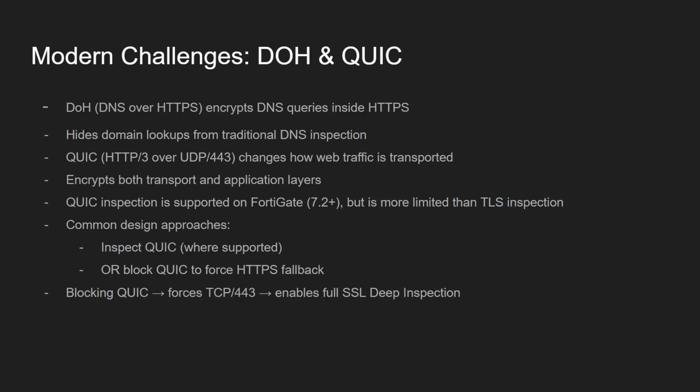In real world environments, there's really two approaches to get around this. One is to allow and attempt to inspect QUIC using DPI, and another method is to block QUIC entirely, because when QUIC is blocked, applications will automatically fall back to HTTPS, right? So that's an option too. We'll talk about both of these in the config guide. Once that happens, the firewall can apply SSL deep inspection and regain full visibility into the traffic. This is important when we're making our design decisions and implementing DPI on our network.